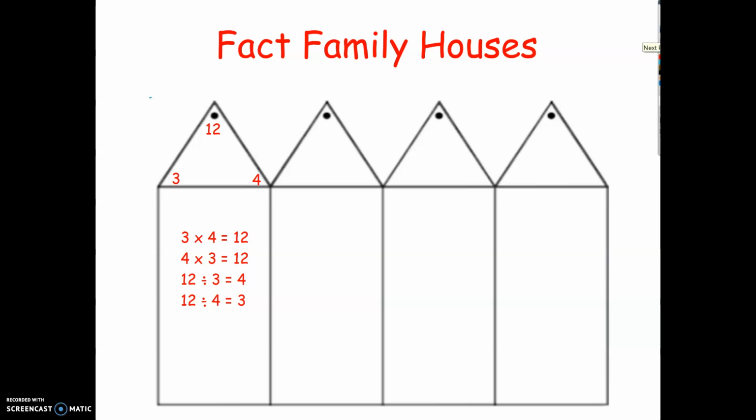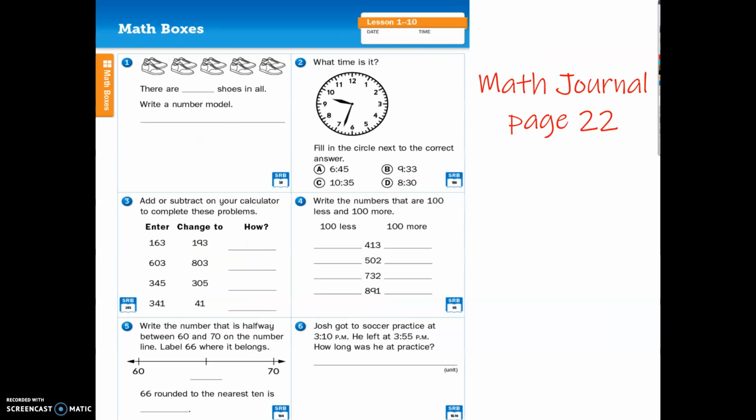This is an example of a fact family house that you can work on solving. So you can make it be 15 and 3 and 5. You can come up with the other 2 on your own. Every fact family, I shouldn't say every, most fact families have 2 multiplication and 2 division problems. And the division problem always starts with the bigger number. So you can copy this in your math notebook or the back of your math journal and finish it. And then work on math journal page 22.